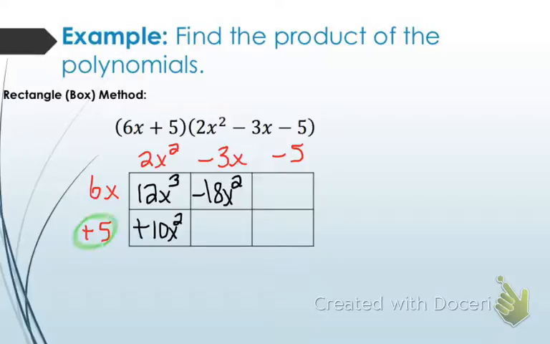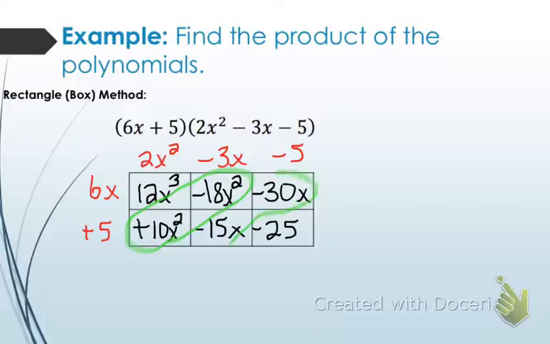Okay. 5 times negative 3x, that is a negative 15x. 6x times negative 5, negative 30x. And lastly, 5 times negative 5, negative 25. Okay. Now, if you ever doubt if you did this right or wrong, look at the diagonals. They should have something in common, the same variable.